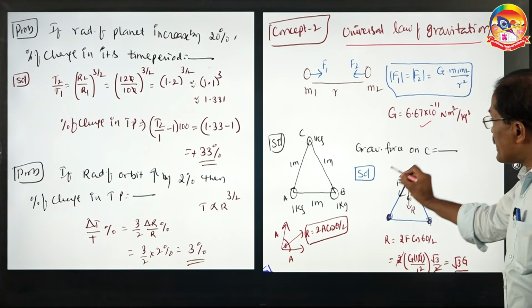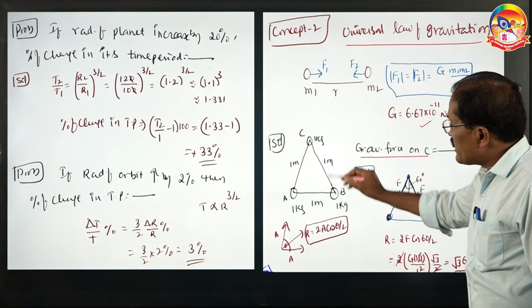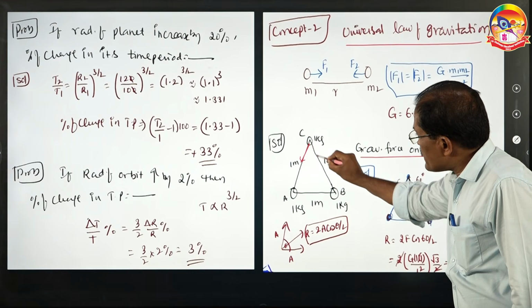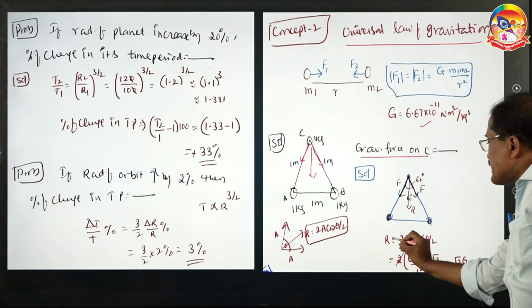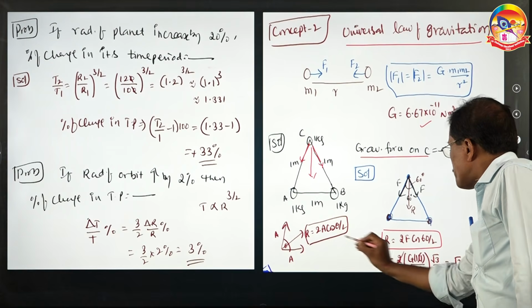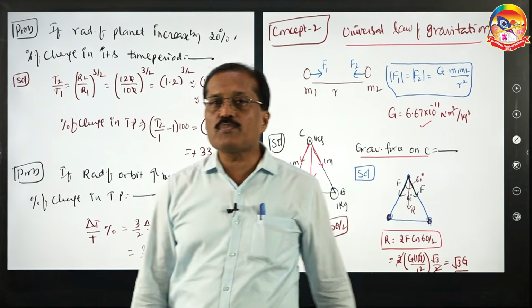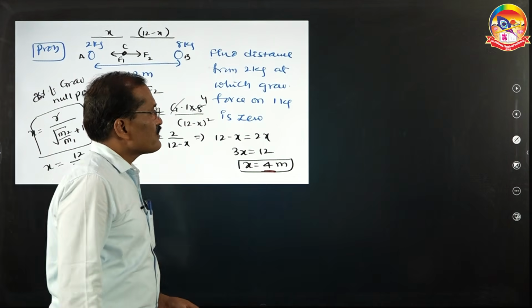In this particular one I asked for the gravitational force on C. Because of this there is attraction, and because of this there is attraction here, and the net force will be like this. What is the net force? R is equal to 2F cos 60 by 2, the same, root 3 times 2 G. This is one of the simple problems based on the universal law of gravitation.